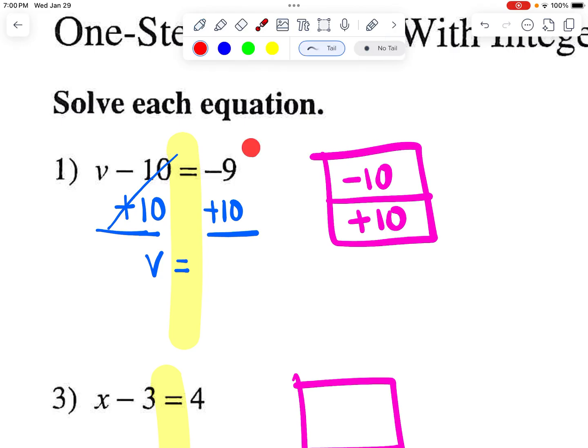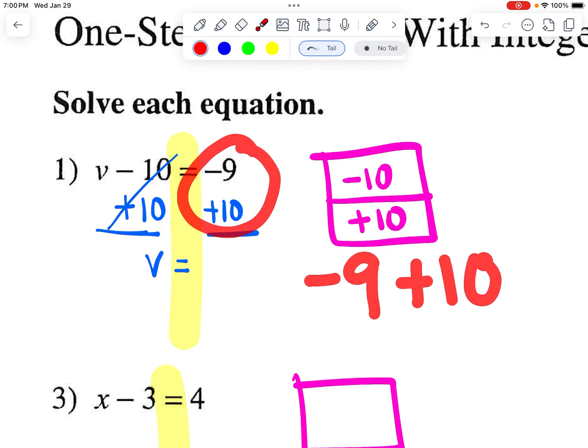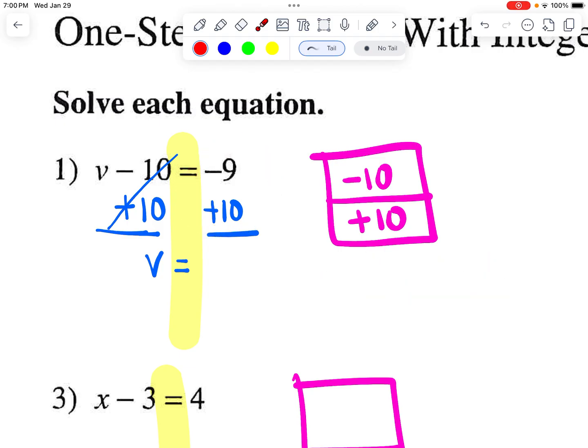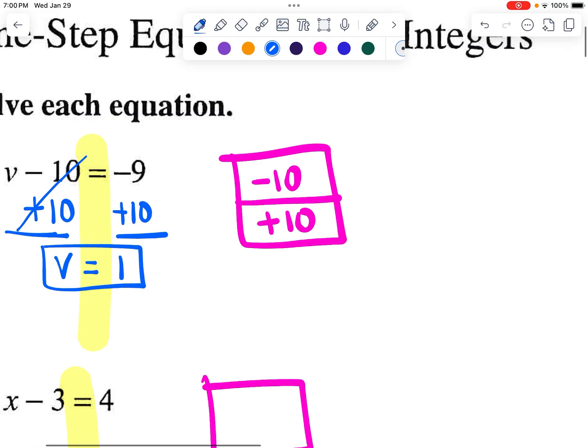And then you have negative 9 plus 10. If you need to rewrite it to go horizontal, then do so. If you know what negative 9 plus 10 is, you should know that is positive 1. Okay, moving on to number 2.